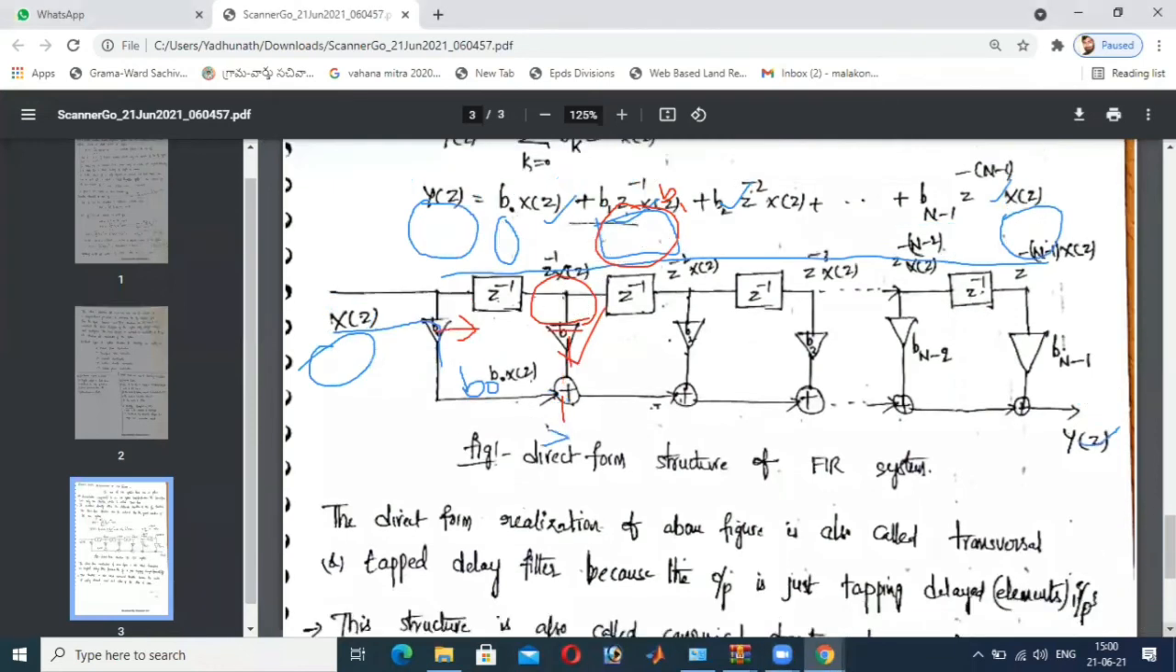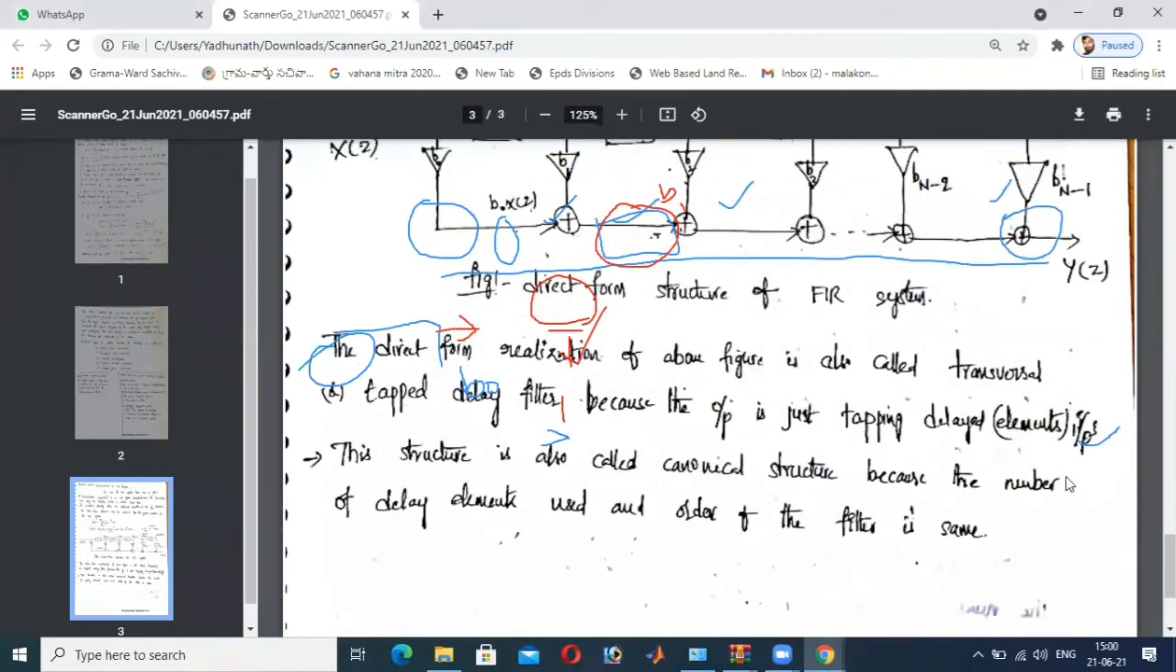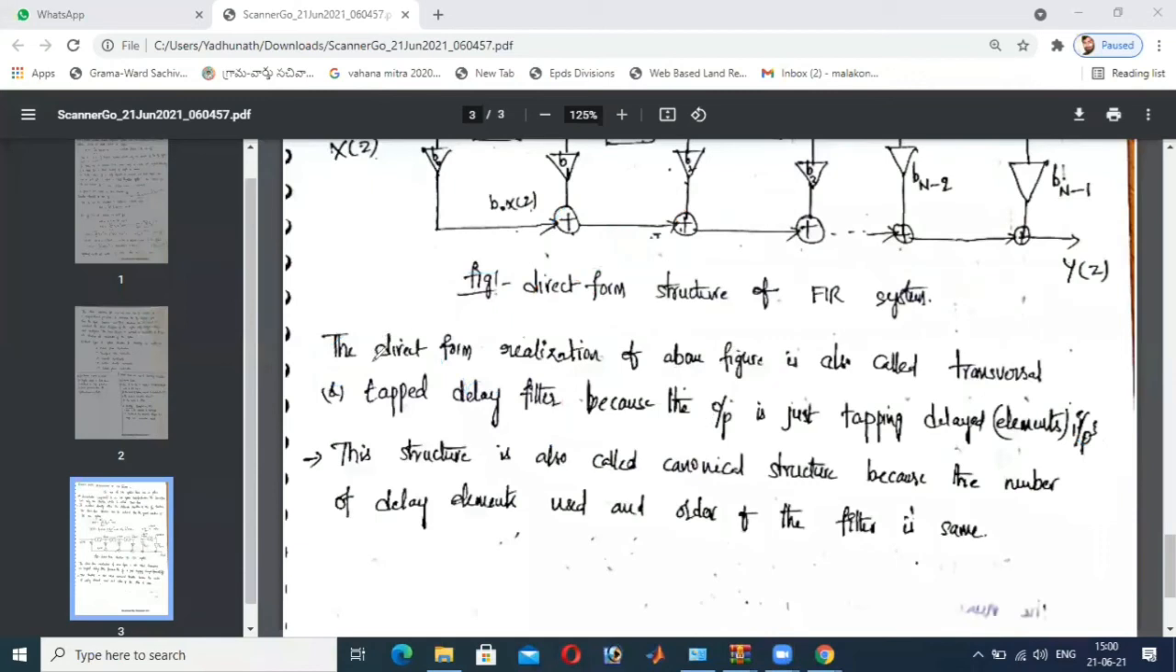So next thing, the direct form realization of the above figure is also called a transversal or tapped delay filter, because the output is just a tapping of delayed inputs, right, ma'am? Each and every time, tapping is nothing but just taking the output only.